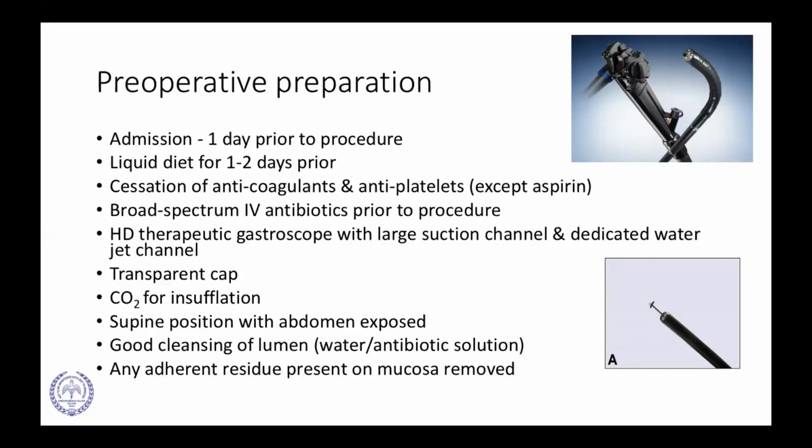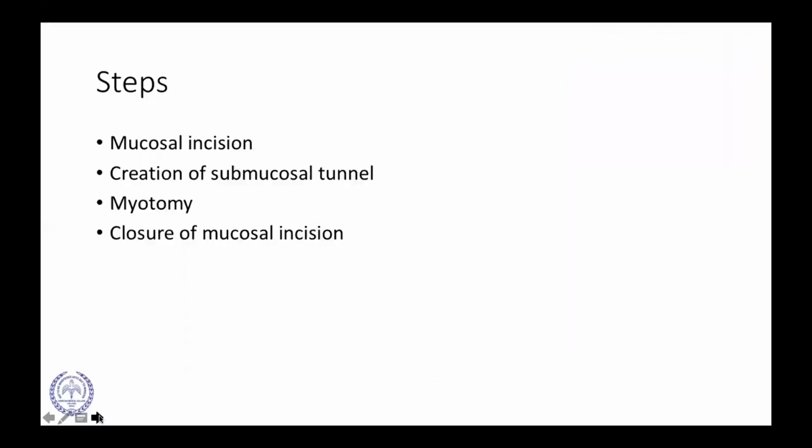We use a high definition therapeutic gastroscope onto which a transparent cap is fitted at the tip. Instead of air, we use carbon dioxide for insufflation. The patient is kept in a supine position with the abdomen exposed. The GI lumen is cleansed using water or antibiotic solution. Any adherent residue present on the mucosa is removed.